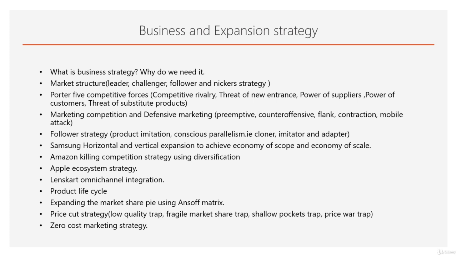Chapter 9 will give you some idea about the omnichannel strategy, and chapter number 10 will help you simplify the product life cycle. And as usual, in chapter number 11 we will understand the Ansoff matrix. In chapter number 12 we will understand different types of pricing strategy which you can use for your product to gain some market share from your competitors. In chapter number 13 we will understand the zero cost marketing strategy, and in this we will understand strategies like guerrilla marketing, surrogate marketing, and all that kind of stuff.